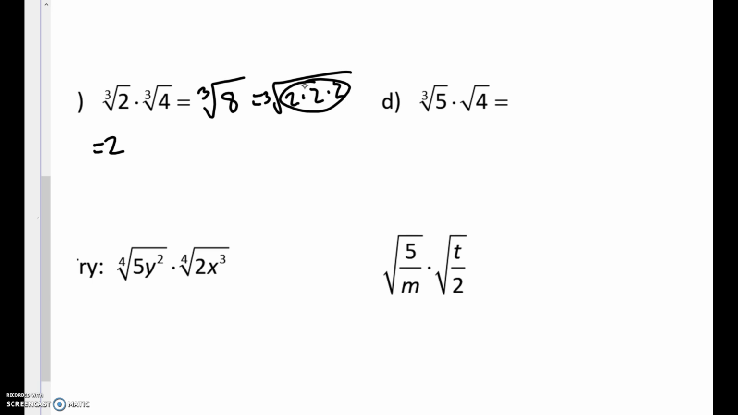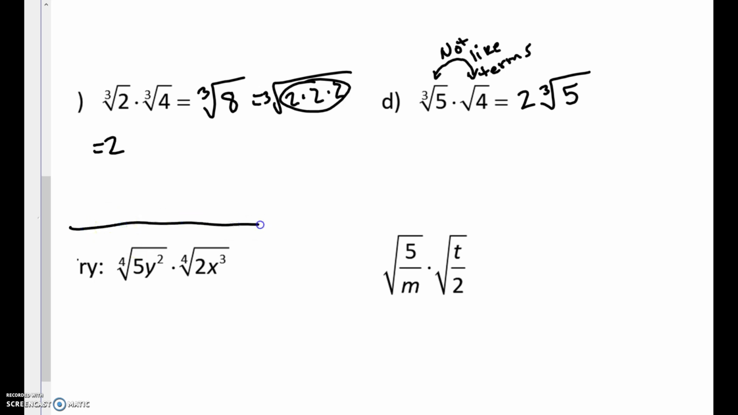Here, the cube root of 5 times the square root of 4. These cannot combine because they're not like terms. But the square root of 4 we know is 2, so we can do 2 cube root 5. I want you guys now to try this one on your own. Go ahead, pause the video, give it a shot. Okay, go ahead and check your work.